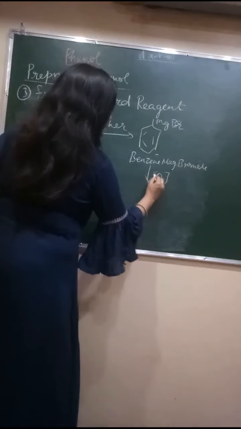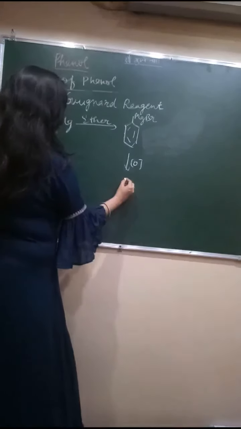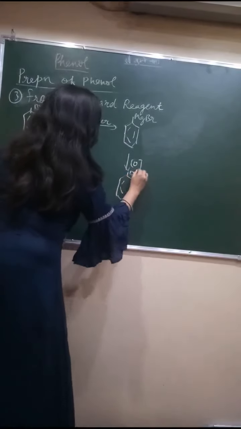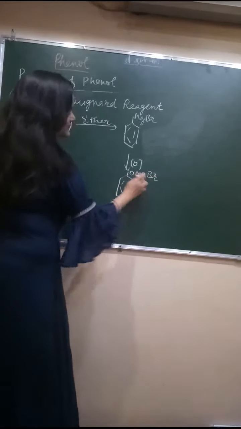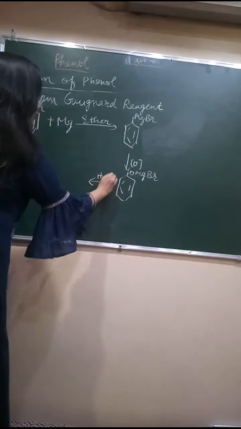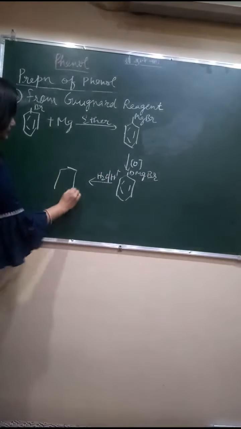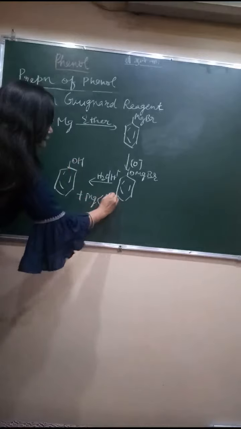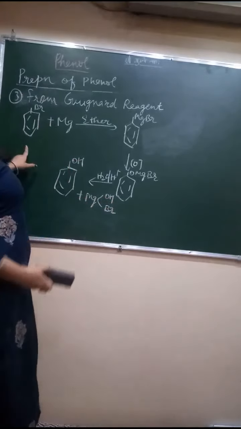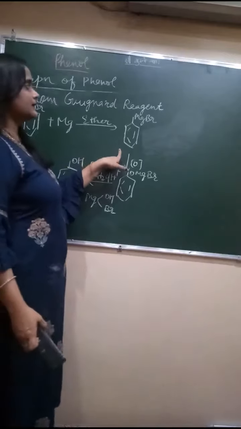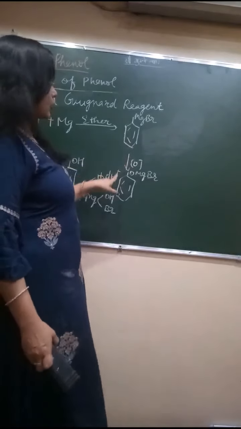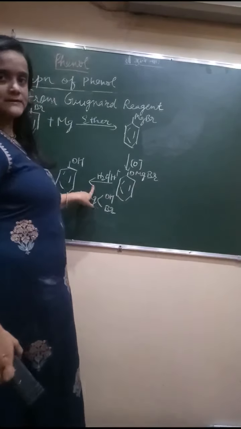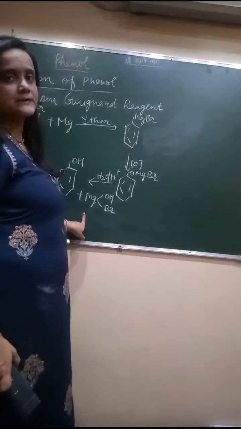Now, when we do its oxidation, we get OMgBr. This is phenyl oxy magnesium bromide. Then on further hydrolysis with acid, we get phenol along with magnesium hydroxy bromide. So bromobenzene in presence of magnesium and ether gives phenyl magnesium bromide. On oxidation, we get phenyl oxy magnesium bromide. Then on further hydrolysis, we get phenol and magnesium hydroxy bromide.